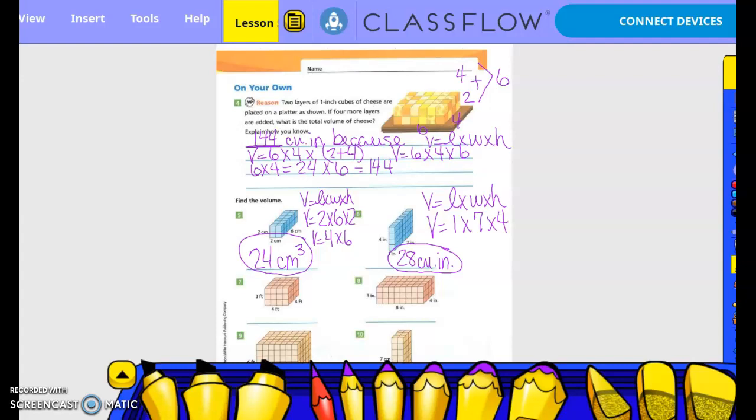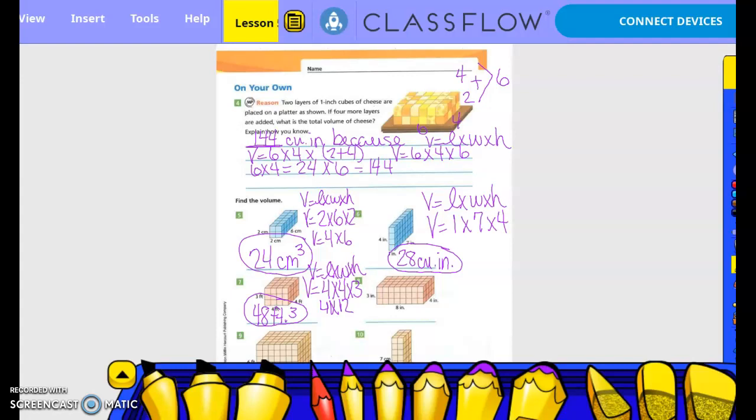Number 7. What do I start with? My formula, right? Volume equals length times width times height. Okay, so volume equals 4 times 4 times 3. Now, is there something we can put together to make it a little bit easier? 4 and 3, right? Because we should know our multiples of 12, right? So 4 times 12. What is 4 times 12? 48. So 48 feet cubed. Or I would also take 48 cubic feet, right?